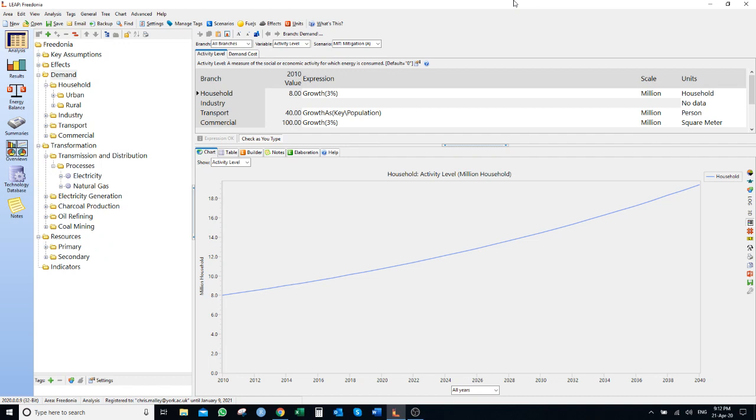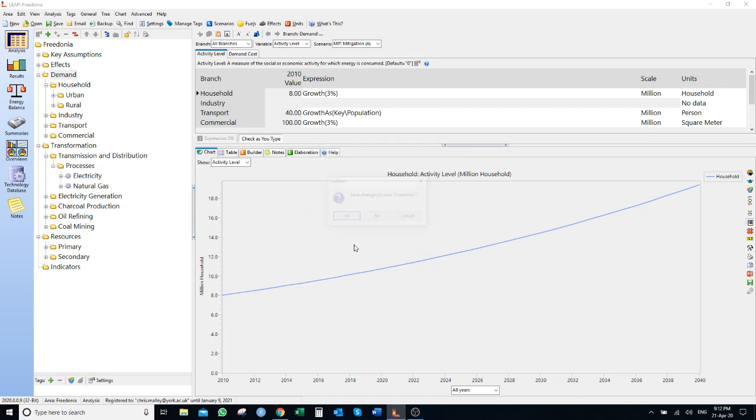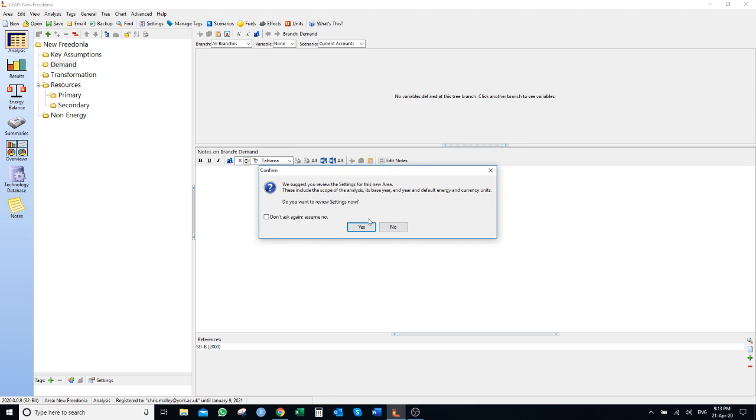So the first thing we're going to do is to create a new blank data set. Freedonia is included in every LEAP download, but for this exercise we're going to make a new blank data set called New Freedonia. So after opening LEAP, we're going to click on New, and we're going to create a data set called New Freedonia. And then we're going to click OK. So we've now got a new data set called New Freedonia.